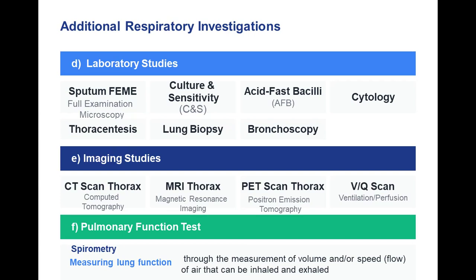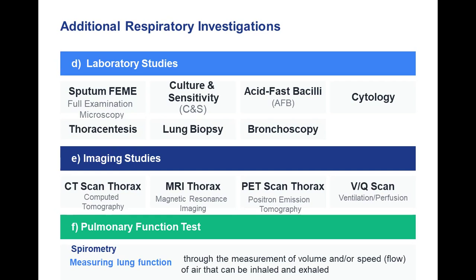Beyond ABGs, numerous other investigations are crucial. Laboratory studies include sputum FEME and C&S for identifying and guiding treatment for infections. We also look for AFB, or acid-fast bacilli, for tuberculosis, or send samples for cytology to look for malignant cells. Invasive procedures like thoracentesis, lung biopsy, and bronchoscopy provide direct access for diagnosis.